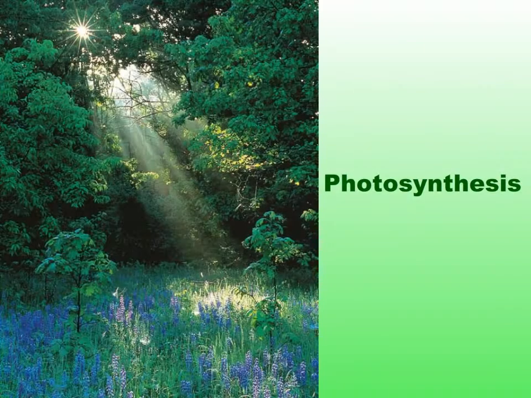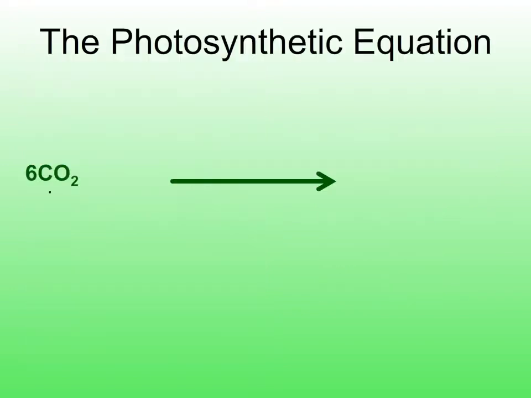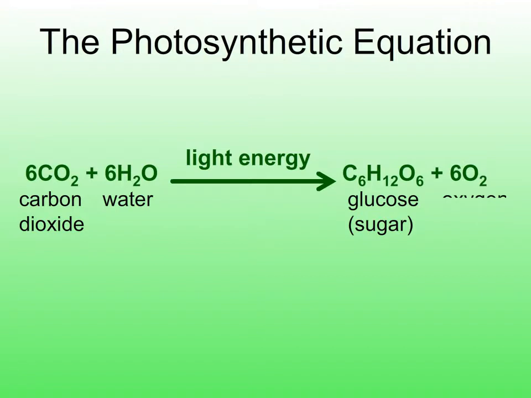We will look at the process of photosynthesis in this lecture. Photosynthesis occurs when organisms capture light energy and use it to synthesize carbohydrates. Here's the chemical reaction for photosynthesis. 6 carbon dioxide molecules react with 6 water molecules with the help of light energy. This gives us the products glucose and oxygen.